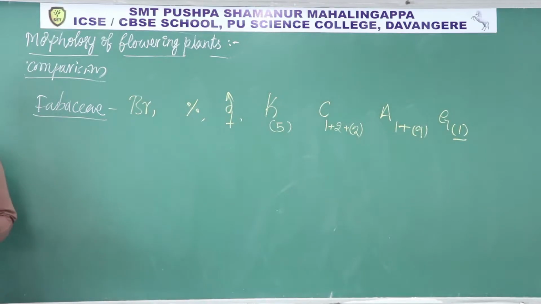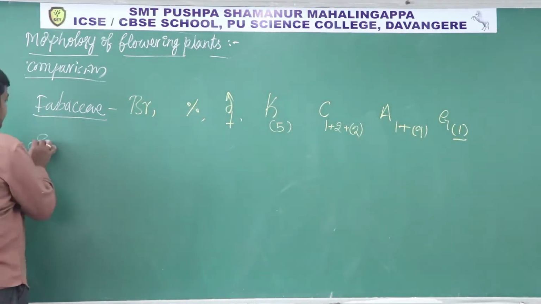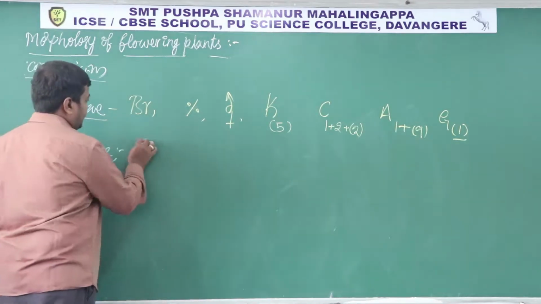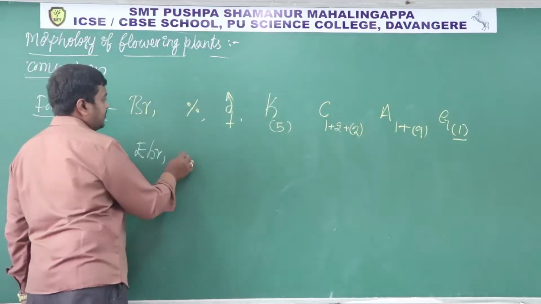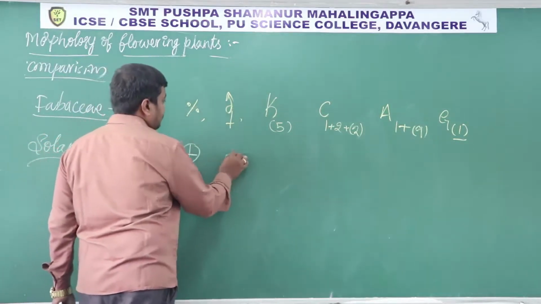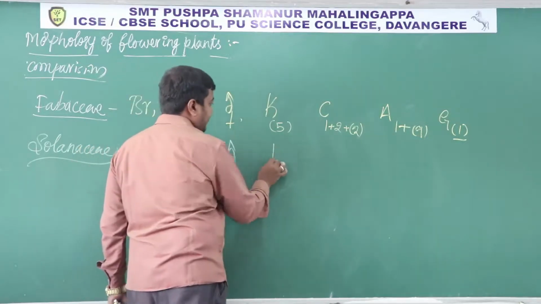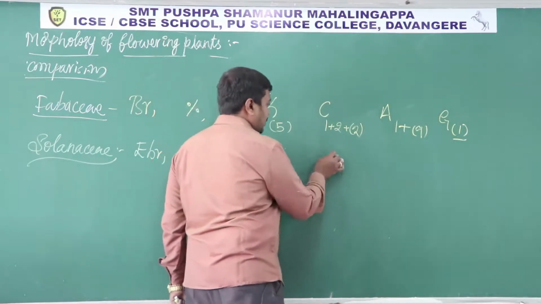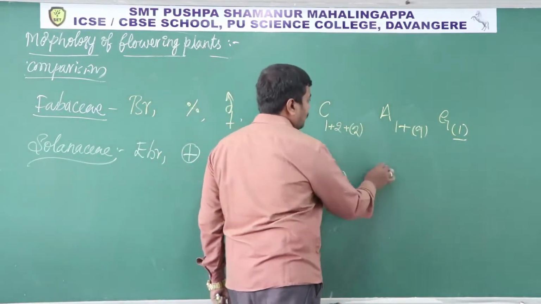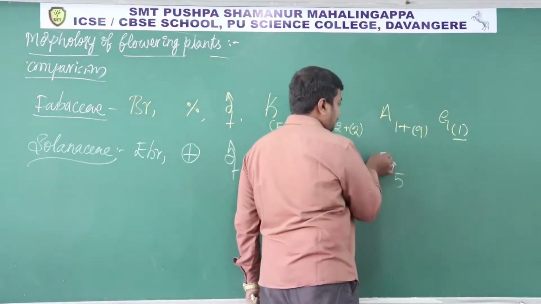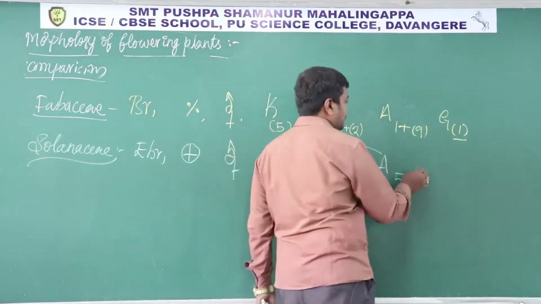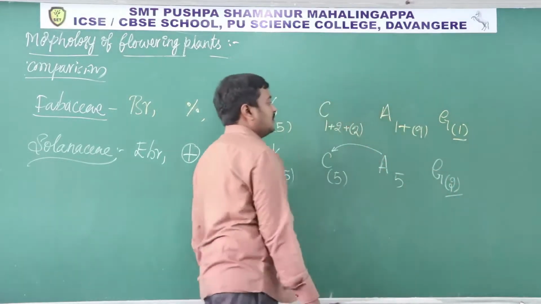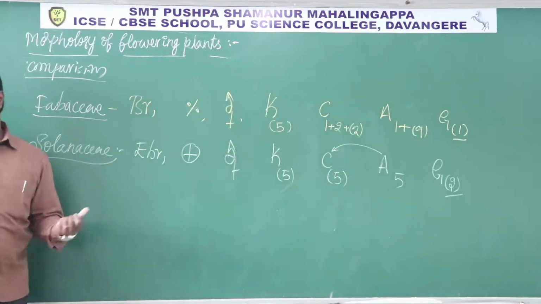So next come to Solanaceae. So in Solanaceae: bracteate, actinomorphic, bisexual, calyx 5, so fused condition. Corolla 5 fused. Androecium 5 but epipetalous, then gynoecium bicarpellary, syncarpus, superior ovary. Okay, so this is about the Solanaceae floral formula.